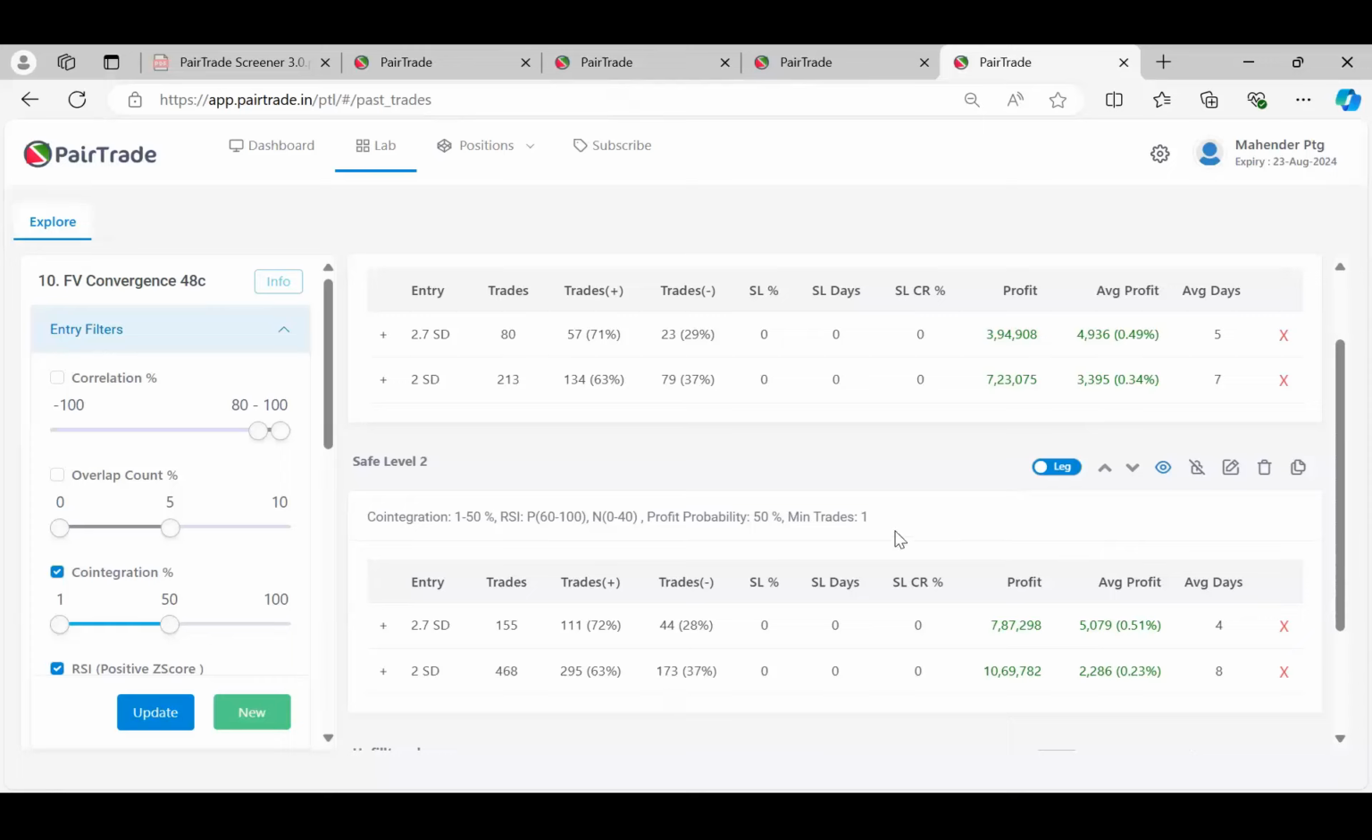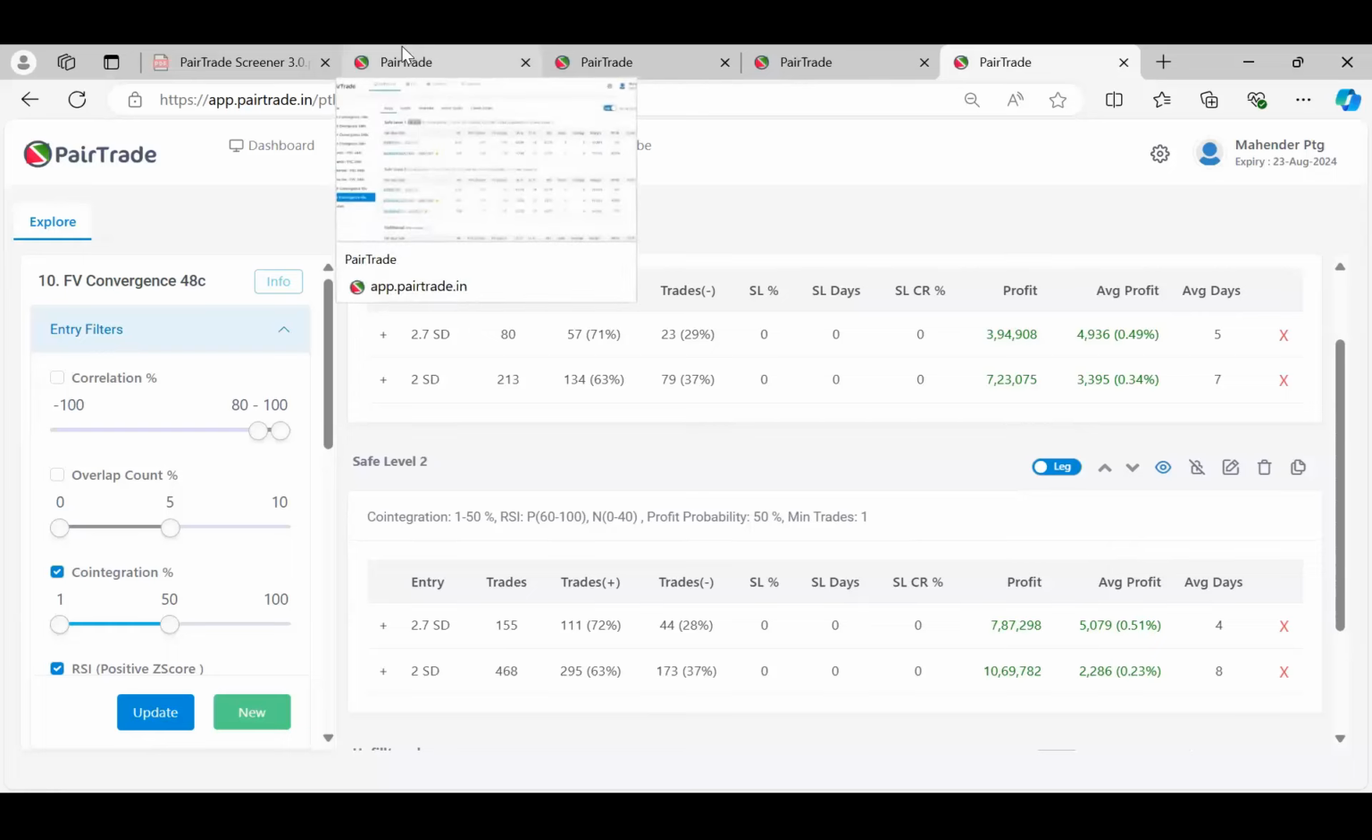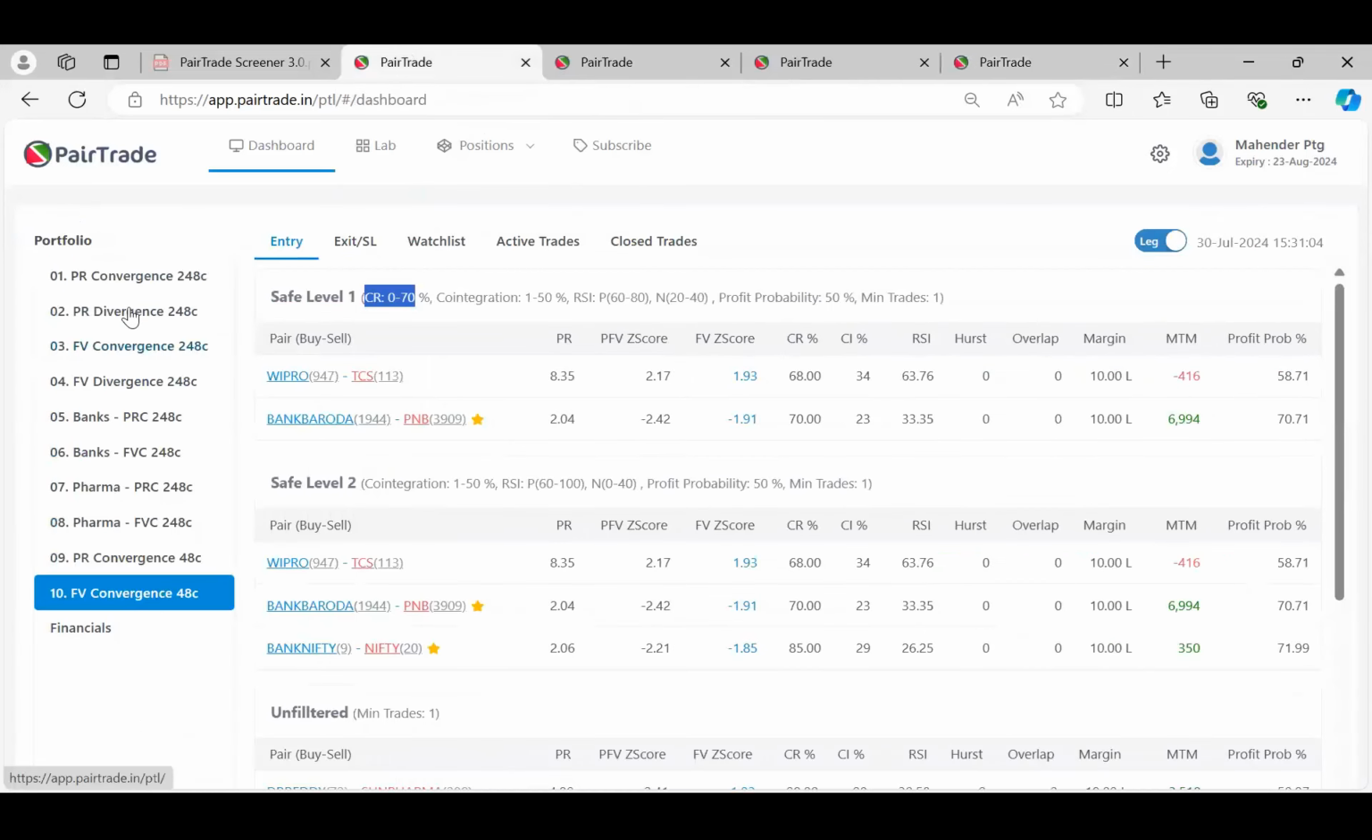One more thing, sir. On the dashboard, the list which has been given is sector agnostic. So it will cover all sectors except for names which are given, like banks. For example, FP convergence will include all sectors. See here, it is including all sectors. For banks, only banks are taken. For pharma, only pharma is taken. All other combinations are listed there.